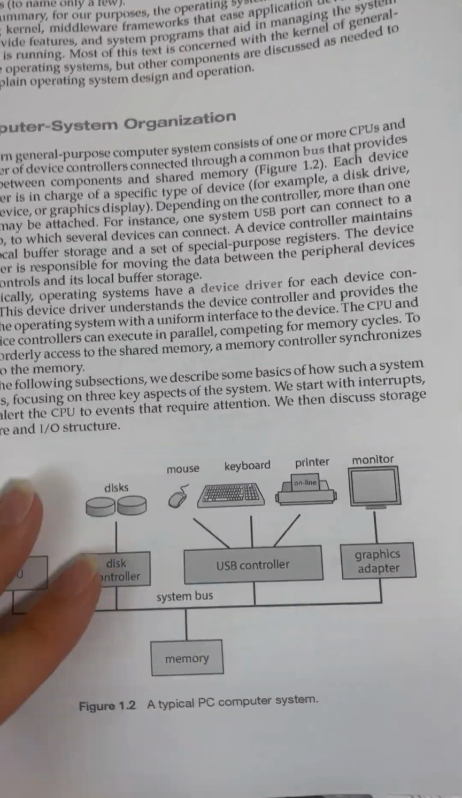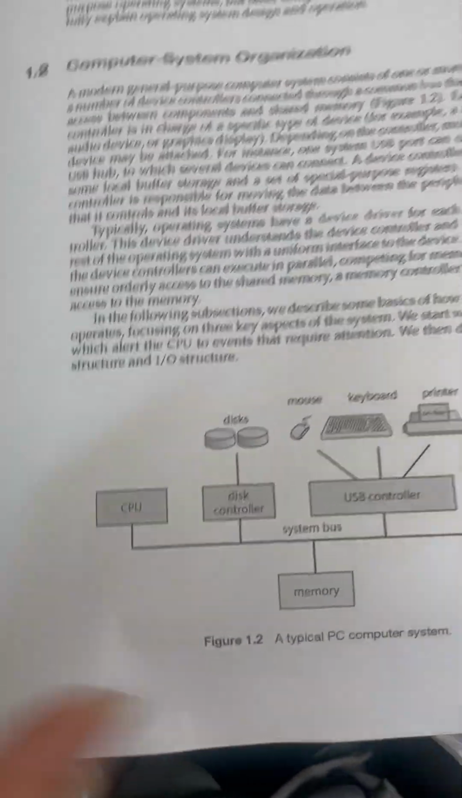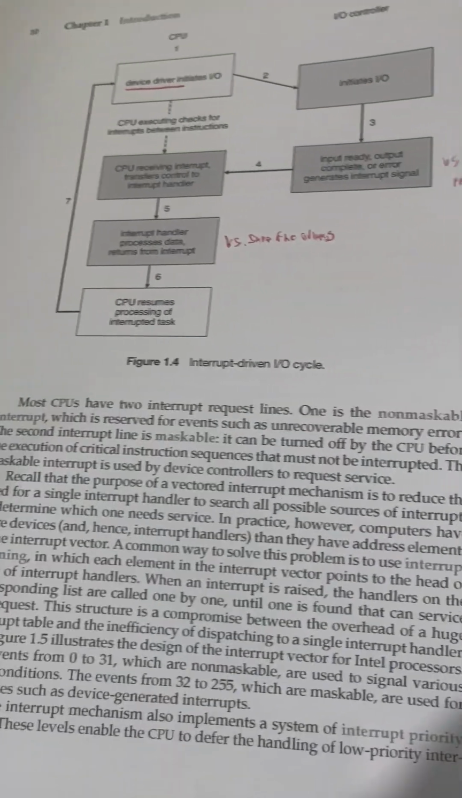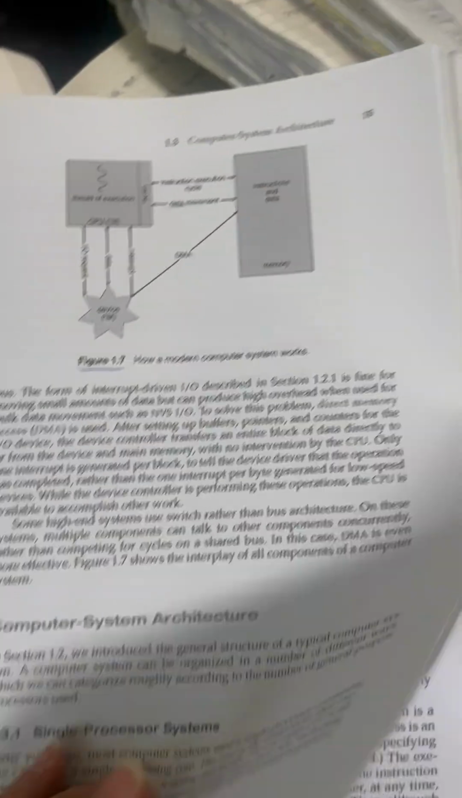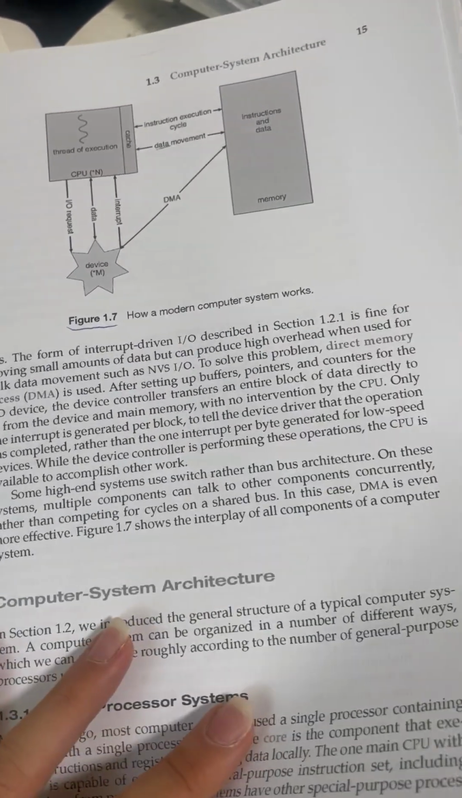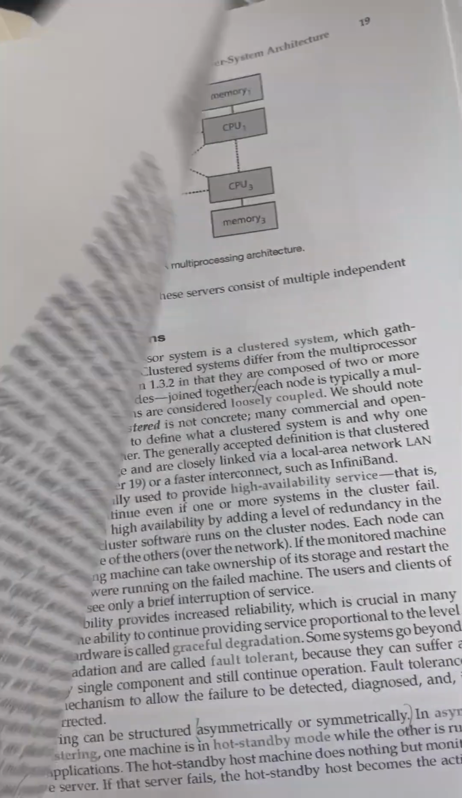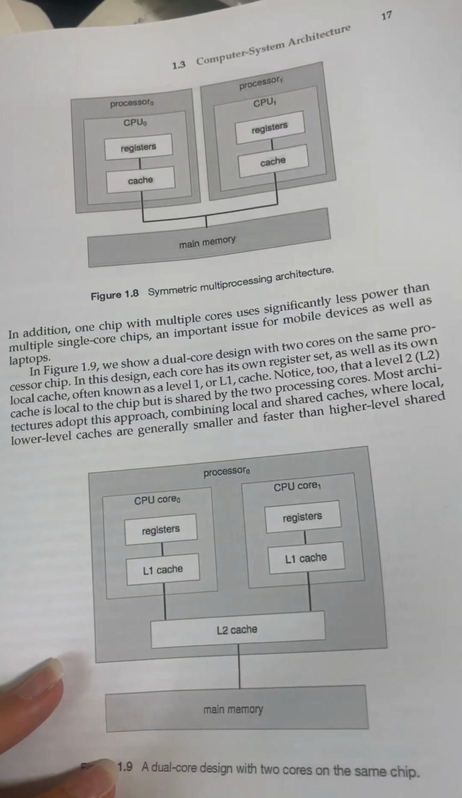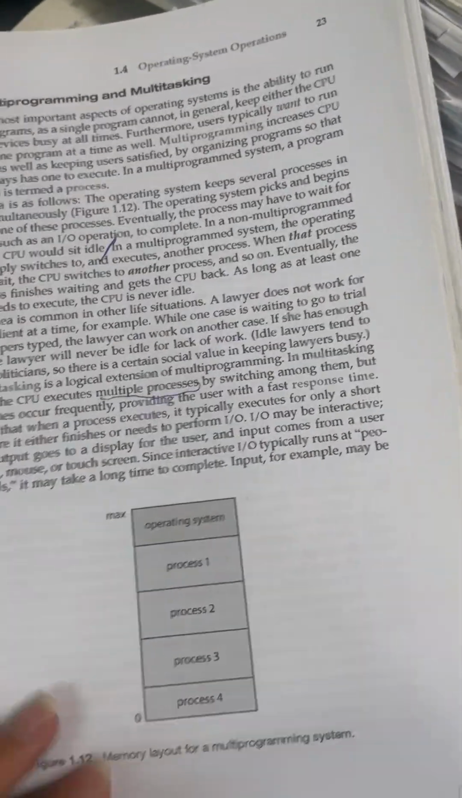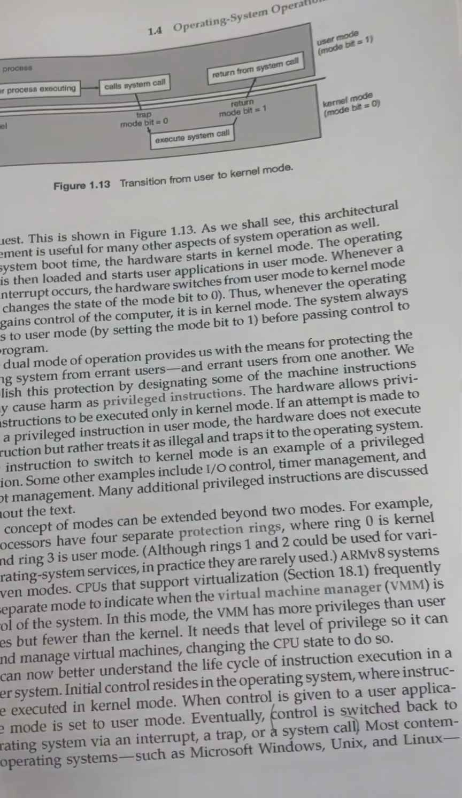I already bought this book, but I just split it. This is the computer and interrupt-driven I/O start, and how a modern computer system works: CPU, memory, and devices. In between device and memory, there's DMA. That's important. And also the dual-core system, several system designs, memory layout, and how the transition from user to kernel mode happens.